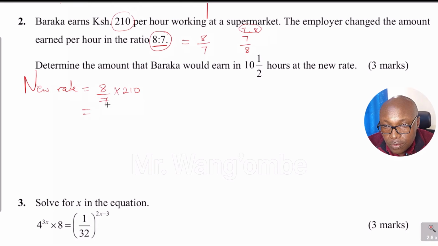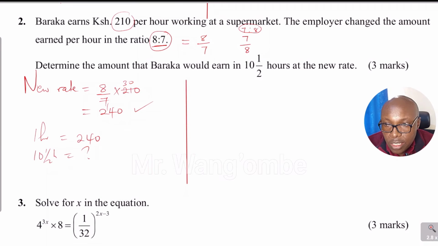And this will give, 30 times 3, this will give 240. So the amount increased from 210 to 240. And this one is per hour. So if in 1 hour, the amount paid is 240, what about 10.5 hours? How much is going to be paid? So you simply need to multiply these to get the answer.